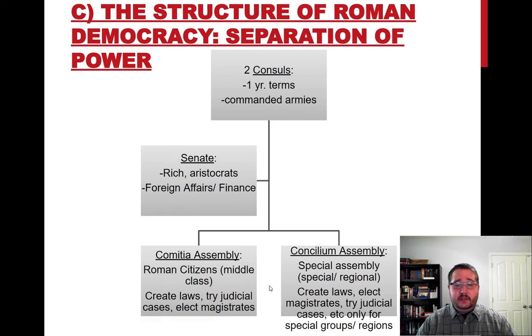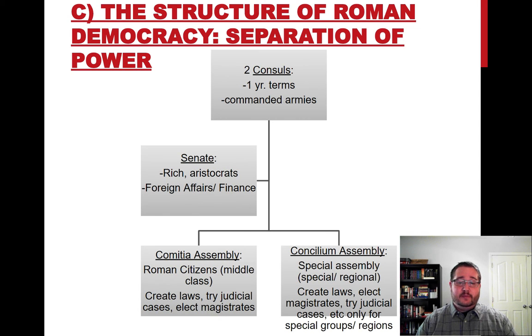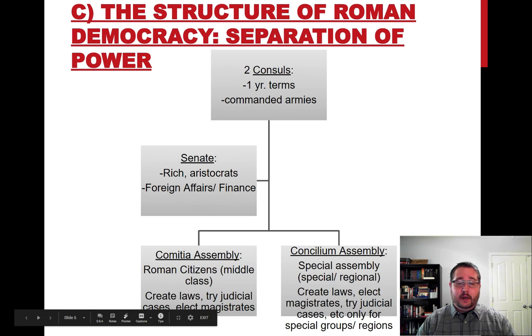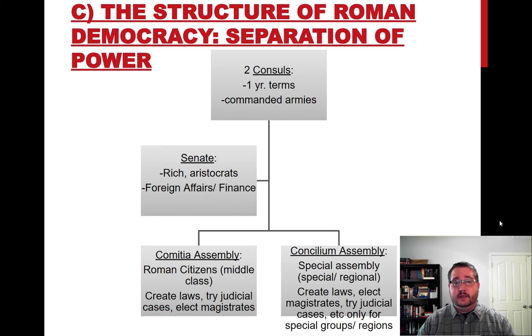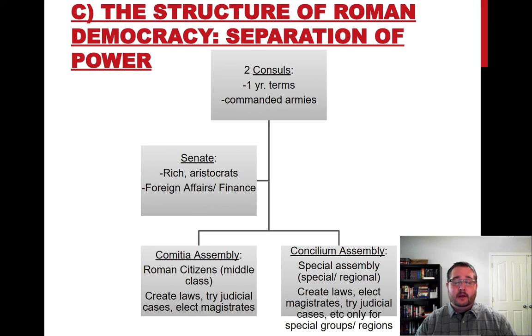And then you've got the Concilium Assemblies, which are special regional assemblies, where they're creating laws, electing magistrates, trying judicial cases, etc., but only for special groups and regions. If something needed to be done at a more local level, concilium assemblies would be formed. They're specialist assemblies for specific purposes, and it might only be doing one or two of these things, not all of them at the same time.